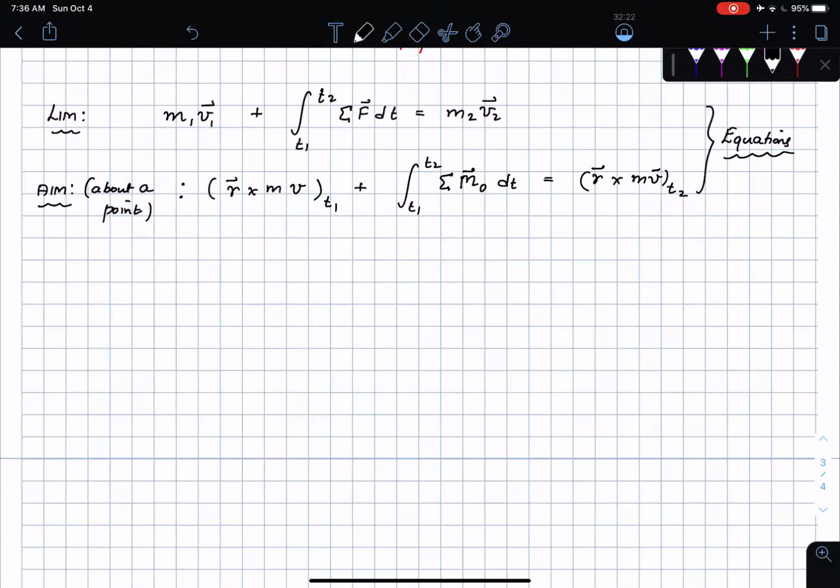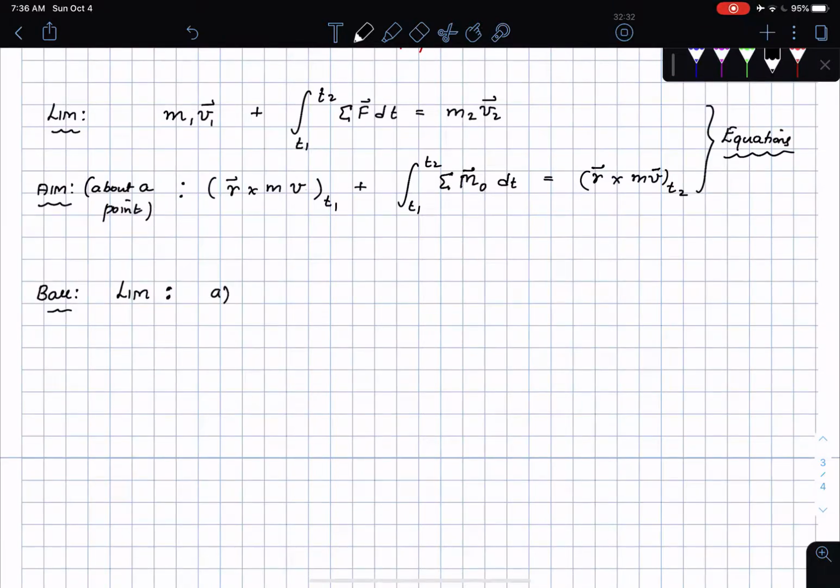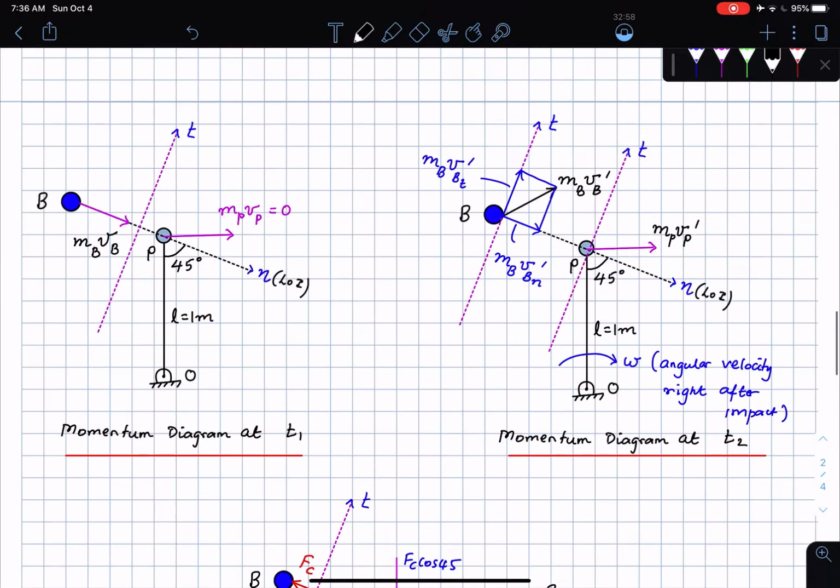So let us consider the bob, the ball. I'm going to use the linear impulse momentum in the tangential direction. So in the tangential direction, what is the linear momentum equation going to be? Here is the situation. I'm going to take my positive tangential direction the way the t direction is drawn here. Look at this. At time t1, is there any velocity or linear momentum in the tangential direction? There is nothing, right? Because it's only in the normal direction.